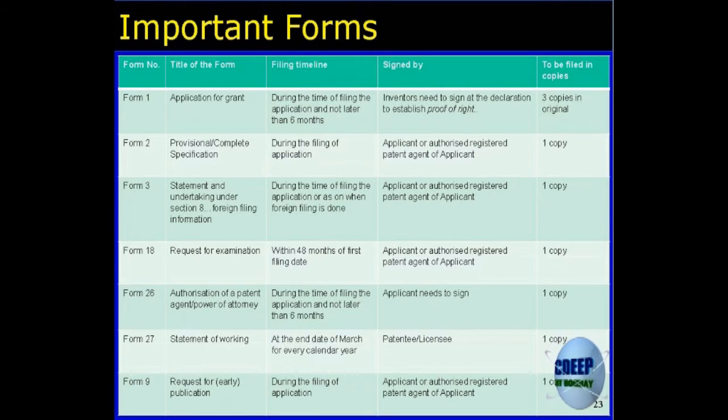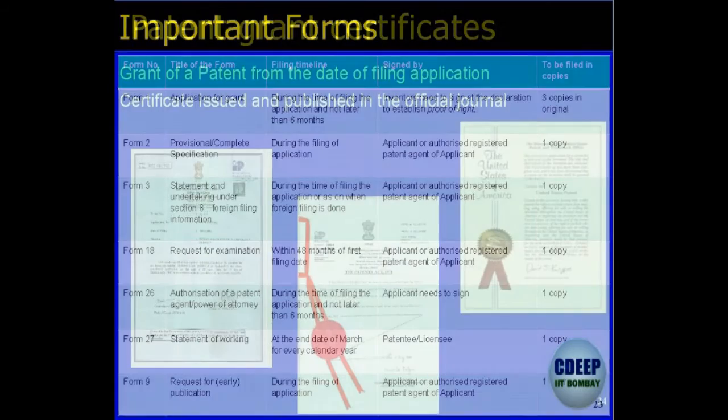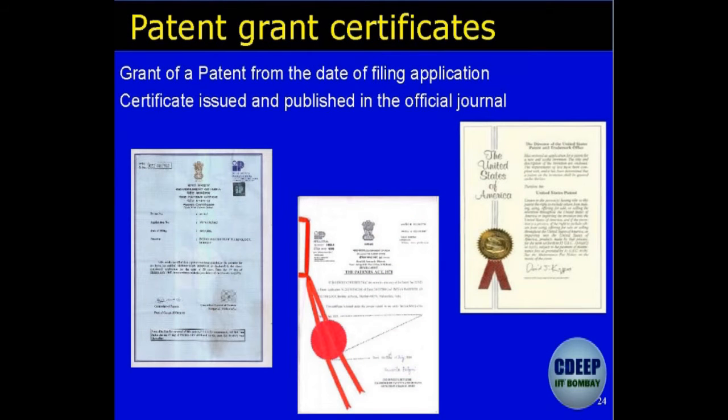Form 26 is the authorization of a patent agent or patent attorney to file on behalf of you or your inventor. This is how the patent grant certificate looks like. Some of our Indian patent certificates are shown, and one is the USPTO grant certificate.